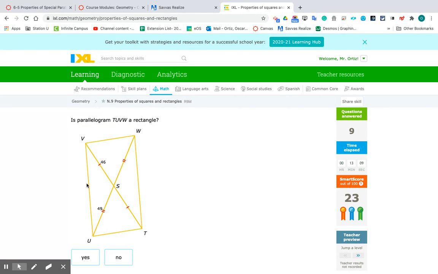Now they are asking me about this quadrilateral and asking me if it is a rectangle. And I see here this piece is 49 and this piece right here is 46. So that means that diagonals are not congruent. So if diagonals are not congruent, this cannot be a rectangle.